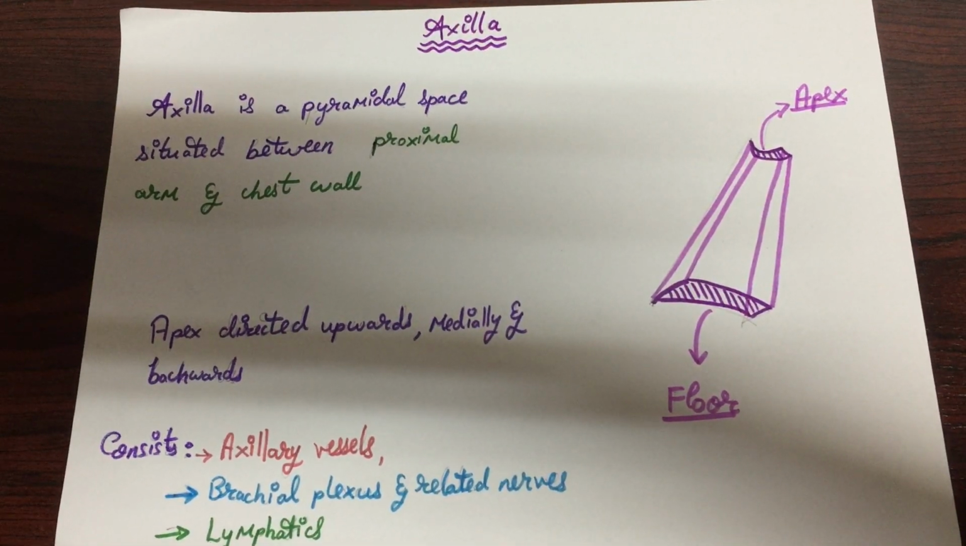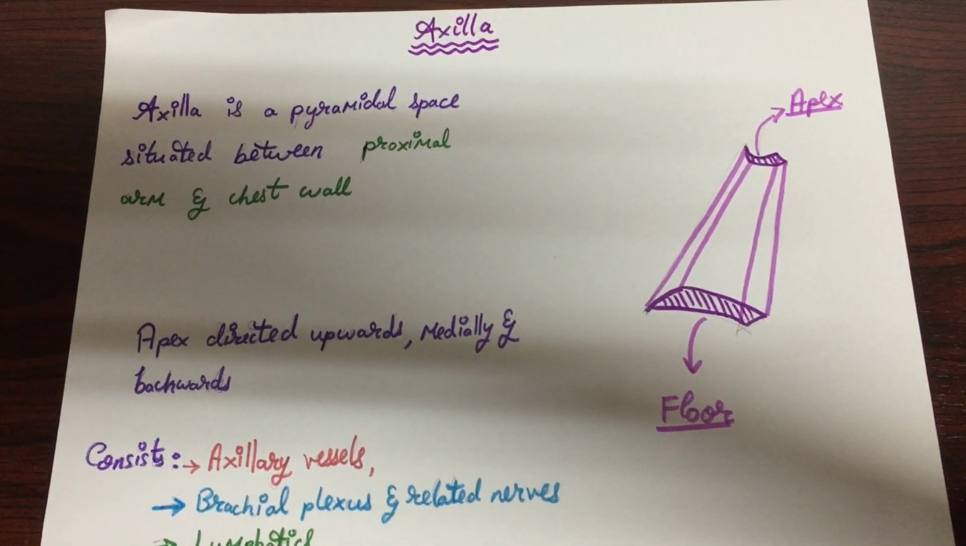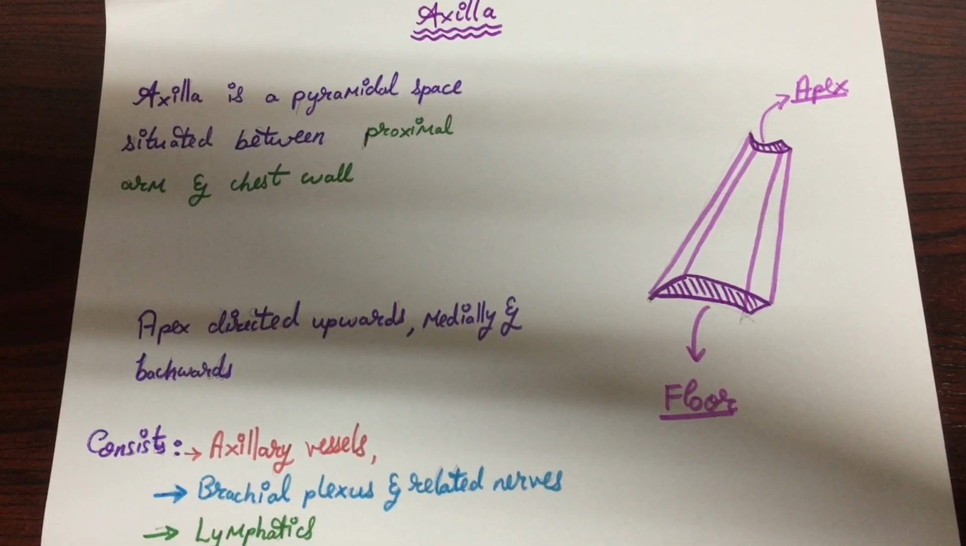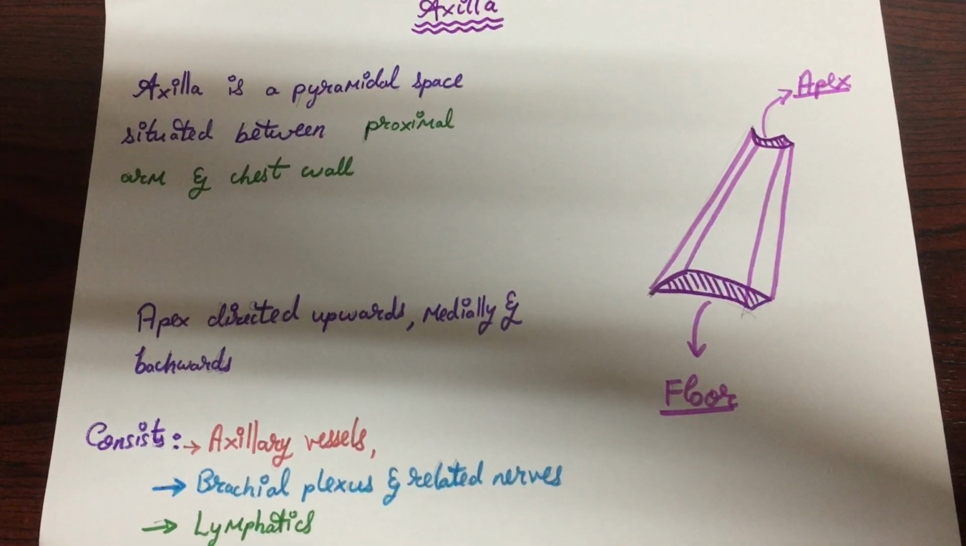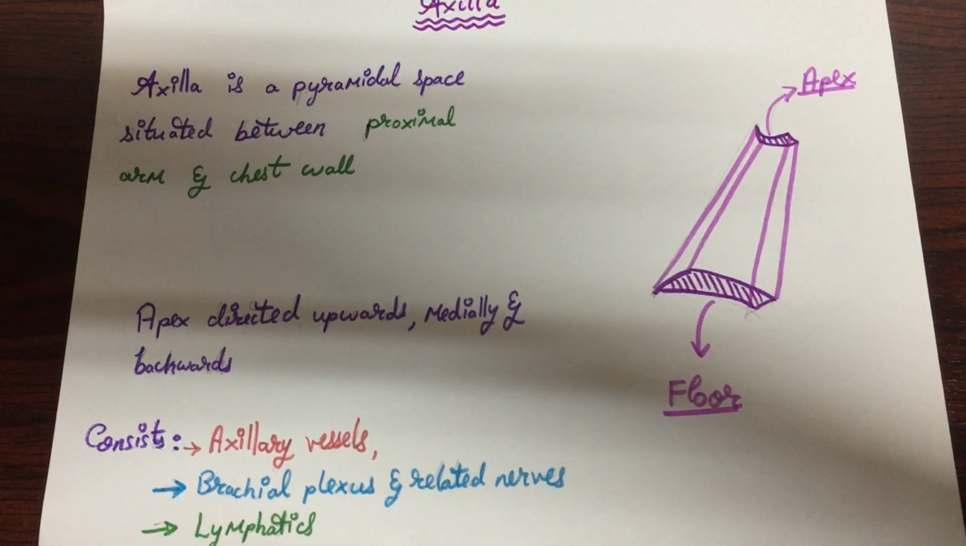The axilla is a pyramidal space situated between the proximal arm and the chest wall. Its apex is directed upwards, medially and backwards, and the floor is concave outwards, directed forwards, downwards, and laterally.